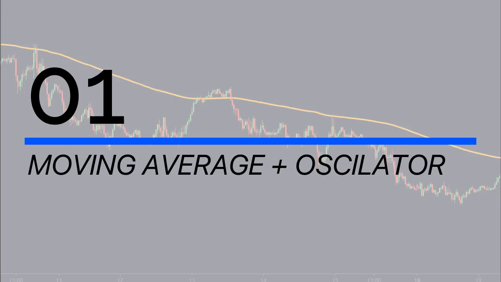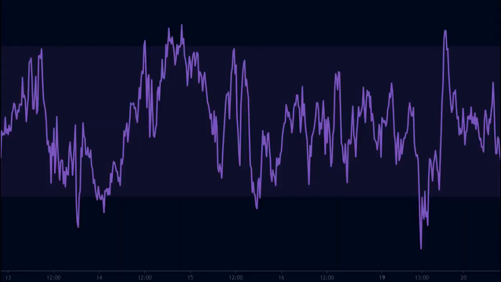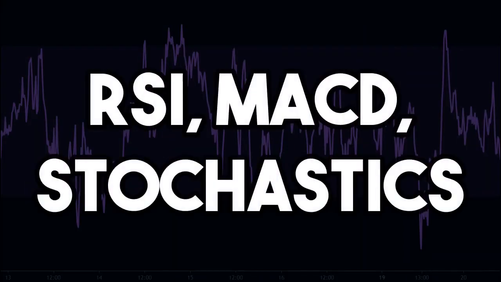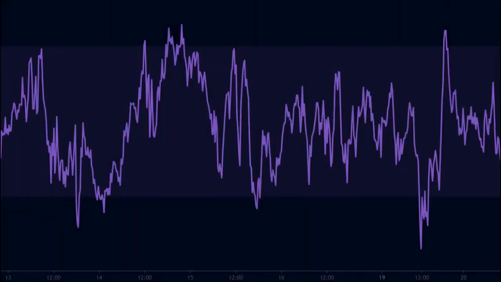So, the first strategy is by using a moving average with an oscillator. An oscillator is a type of indicator that moves from top to bottom and vice versa. You can think of an oscillator as a pendulum. It has a fixed range and the value of the oscillator will stay in between that range. RSI, MACD and stochastics are some of the most popular oscillators.